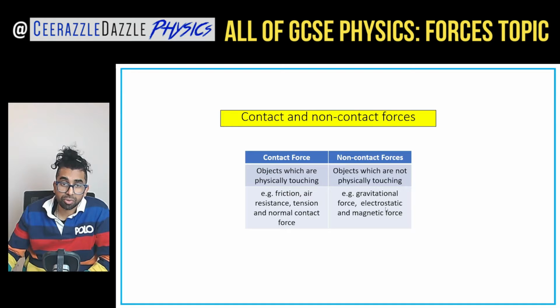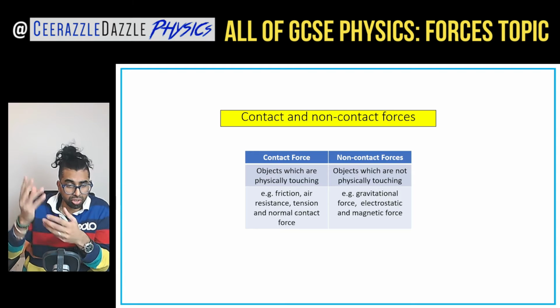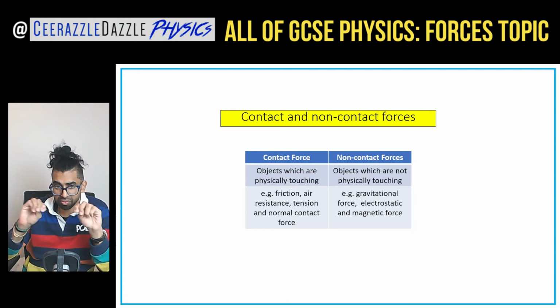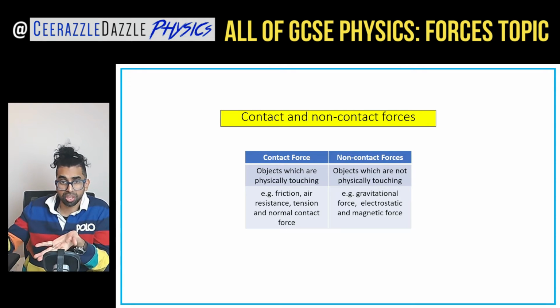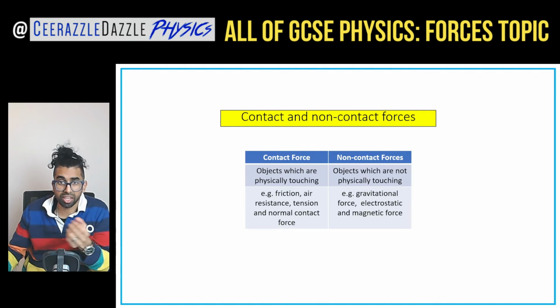Contact and non-contact forces. Contact forces are between objects which are physically touching each other, and non-contact forces are between objects which are not physically touching each other. Some examples of contact forces are friction, air resistance, tension, normal contact force. Friction is two things rubbing together, air resistance is when you're traveling through the air, tension is when you're pulling things, and normal contact force is when you place an object, let's say on a surface, the force pushing upwards over here.